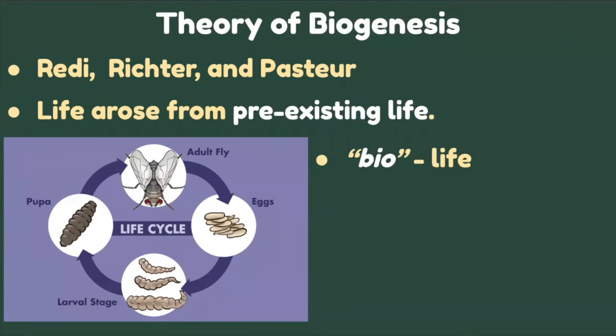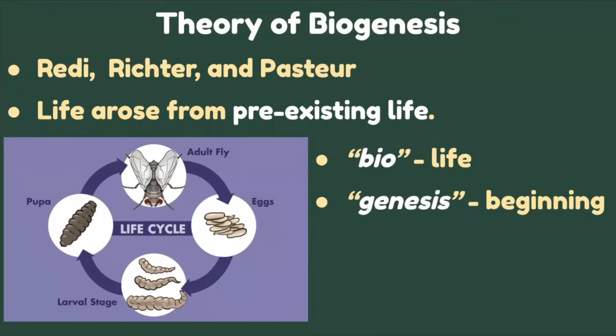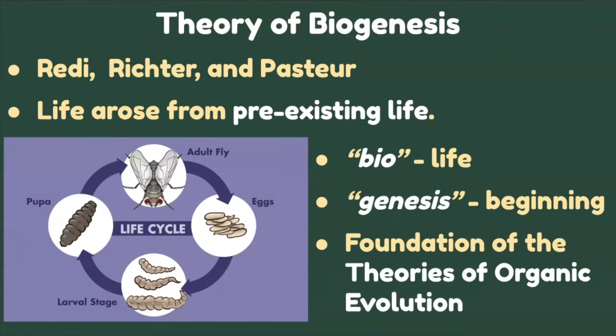Now, biogenesis comes from two words: bio, which means life, and genesis, which means beginning. Even though biogenesis explains the formation of living organisms from pre-existing life, it never explains the origin of the first living organisms. But it laid the foundation for proposing the theories of organic evolution.